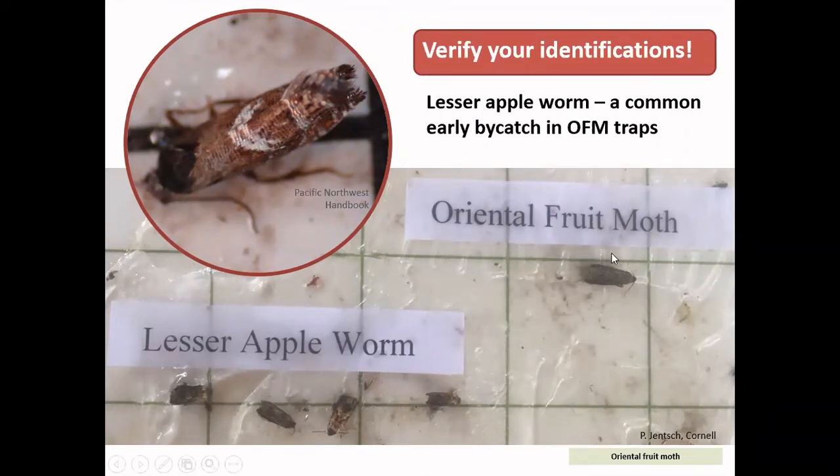So in this picture here, you can see Oriental fruit moth caught on the trap in the top right corner of the trap. But a very common bycatch that you get in Oriental fruit moth traps is the lesser appleworm. And you can see in terms of size, it's very similar. The only difference is with lesser appleworm, it has this white banding to look for.